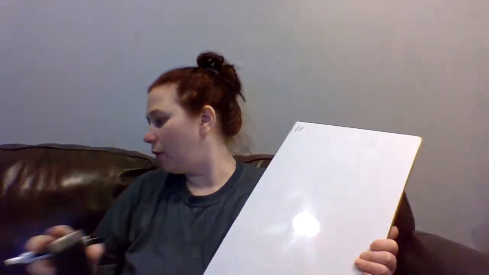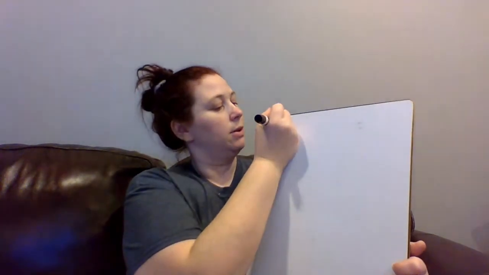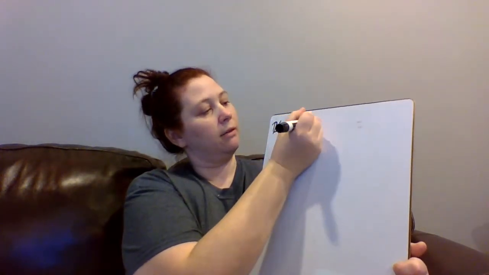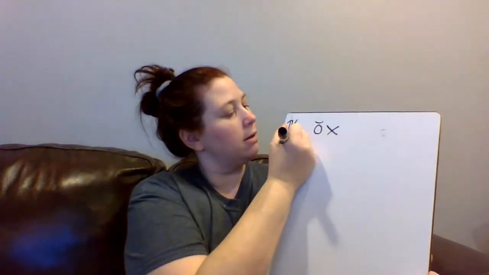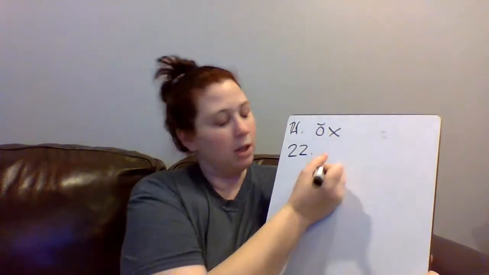And we're going to move on to 21. 21 is an easy one. It's ox. It just gets a breve. That's it. Easy peasy.